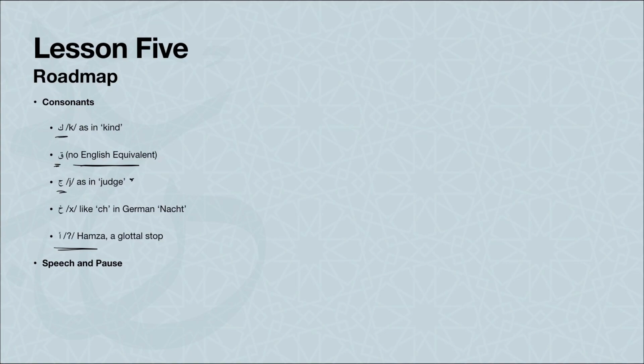The fourth consonant is the sound kh. Kh is not found in English, but it's found in other languages like German and Dutch, and it basically gives the ch or the kh sound in Nacht in German.